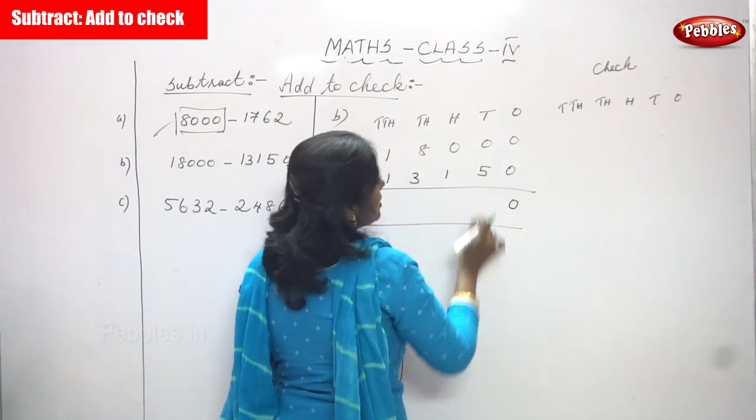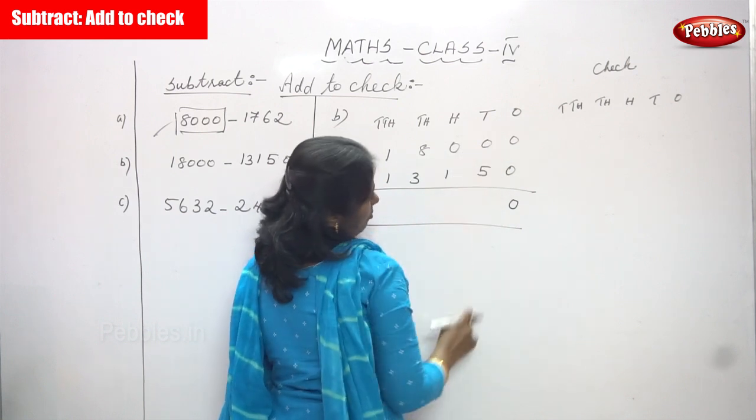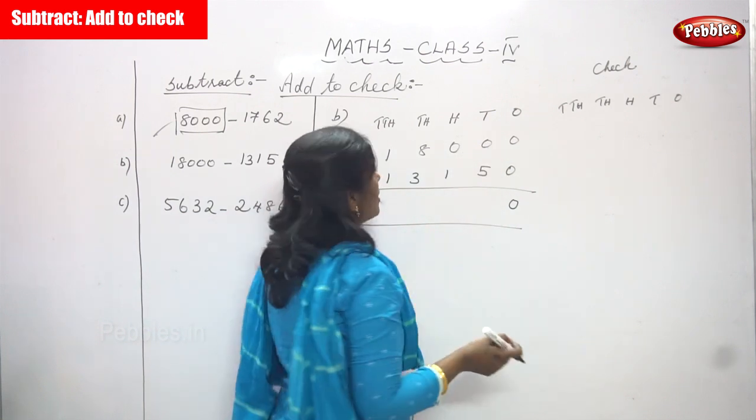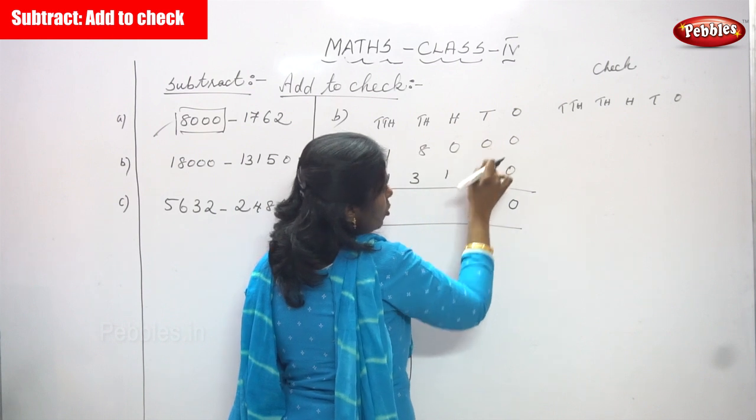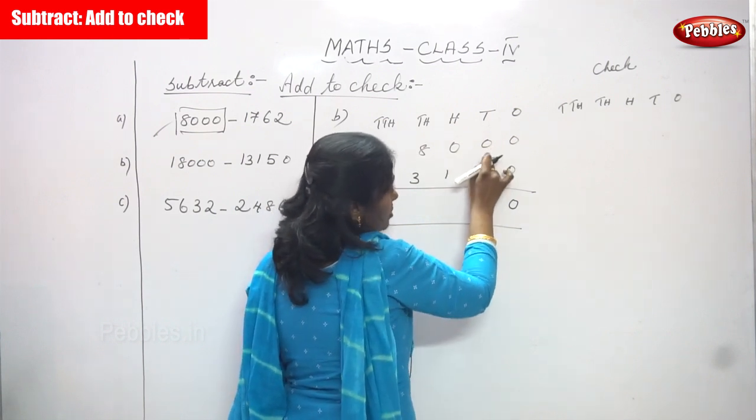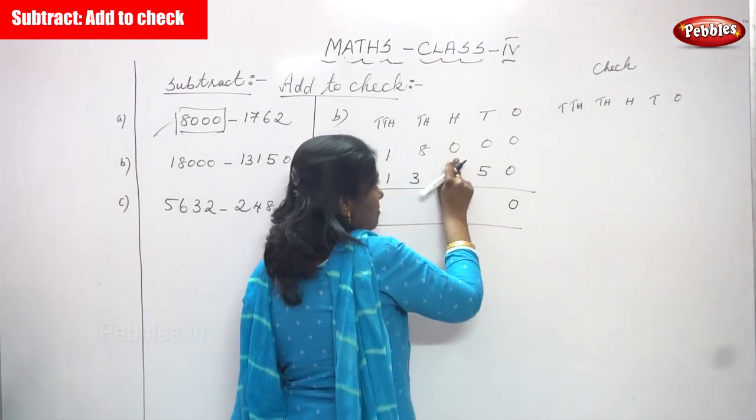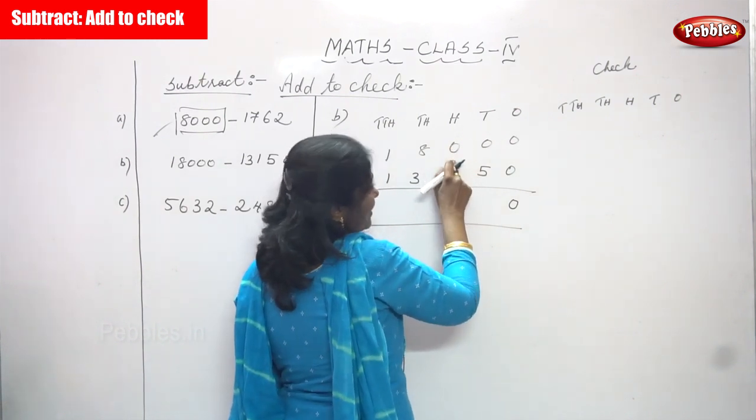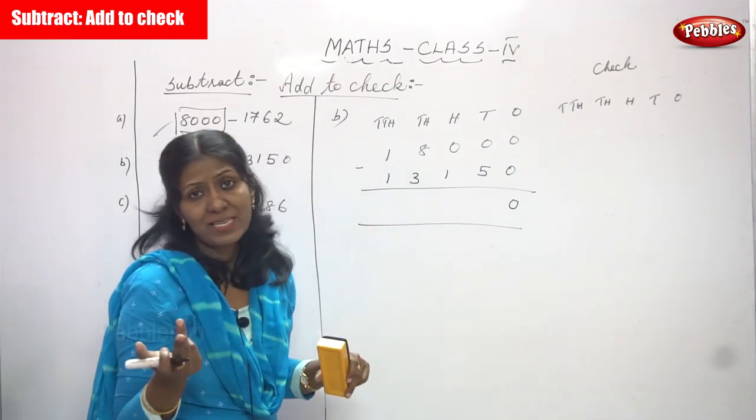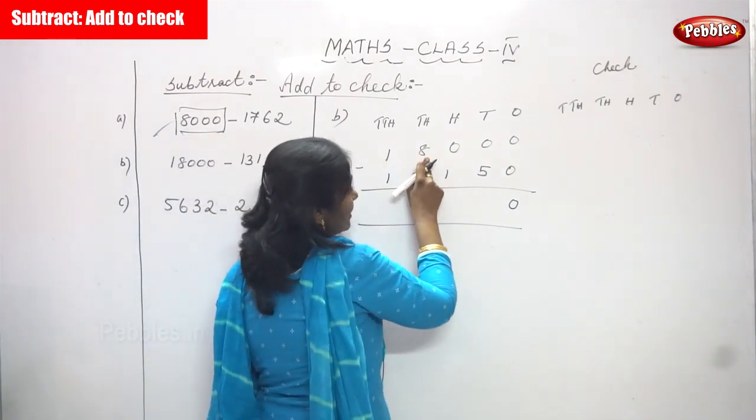So put 0. So in the tens place what is the number? 0 minus 5. So you can't subtract. So you have to borrow because 0 is not enough to subtract. From 0 you can't subtract 5. So you have to borrow from the 100 place. What is the number in the 100 place? That is also 0. So you can't subtract. So you have to go to the thousands place.